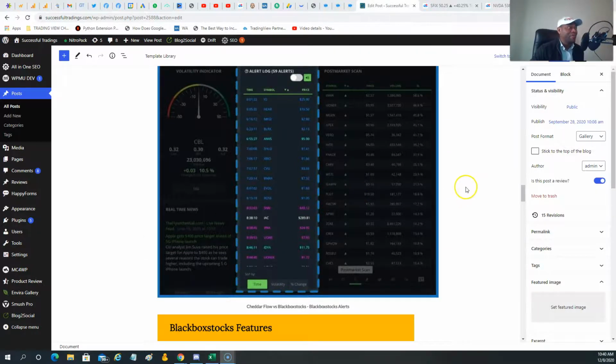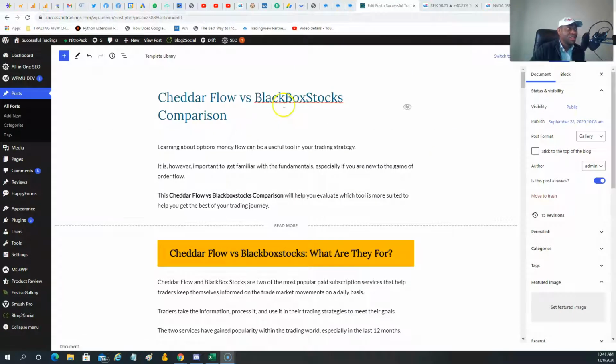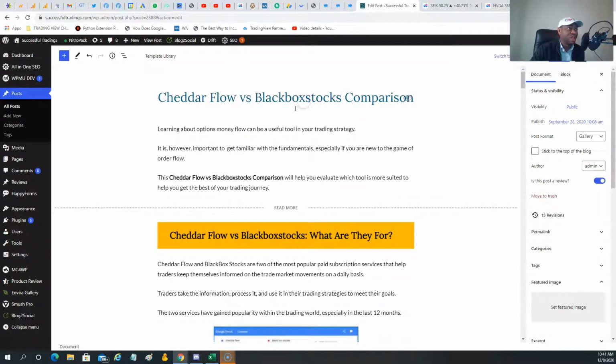All right, folks, this is the article that was published recently, Cheddar Flow versus Blackboxstocks. Your spelling of Blackboxstocks could be anything, in one word or two words. Cheddar Flow, I haven't seen it written in two words. Typically, it's in one word. But Blackboxstocks, you can see all types of things.